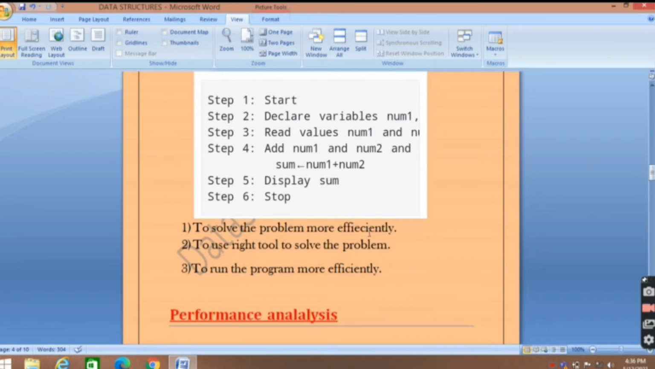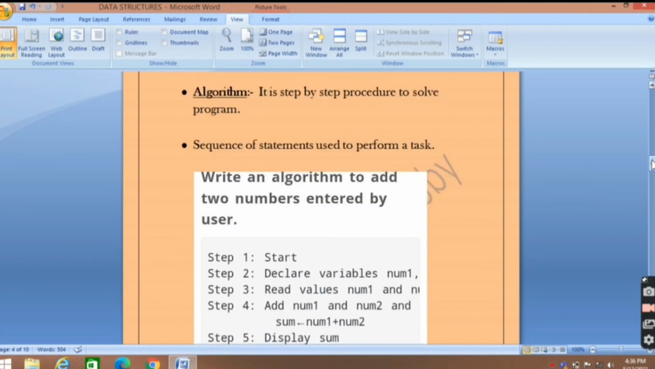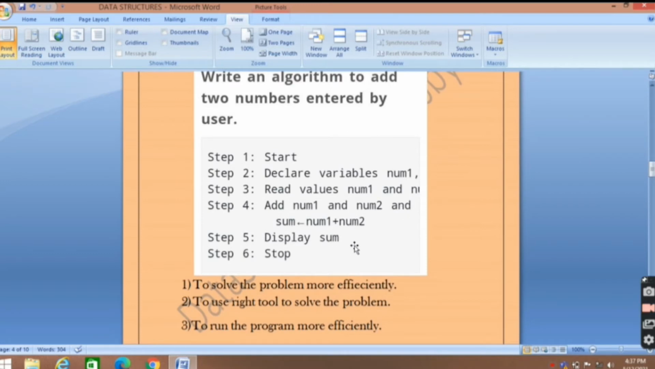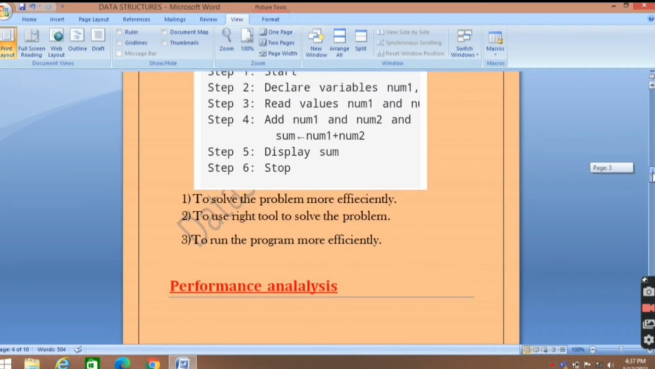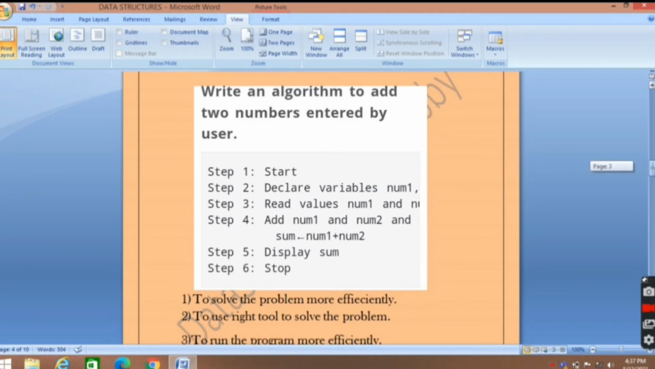We use an algorithm to solve the problem more efficiently, to use the right tool or right resources to solve the problem, and also to run the program more efficiently. And for a single program there will be many algorithms. For just the addition of two numbers, there may be an algorithm of 10 steps, and the same way here we see an algorithm of 6 steps. So it is up to you to decide how many steps, and the algorithm should contain every aspect that is required for the program.